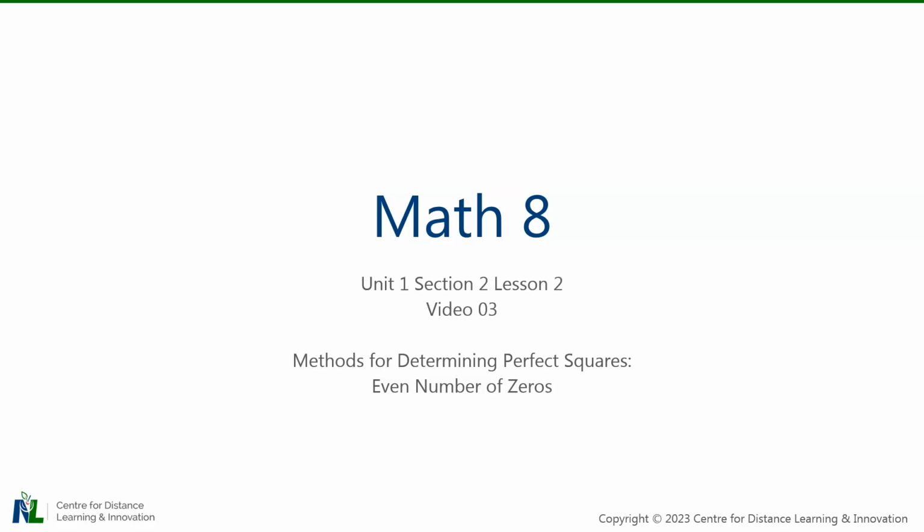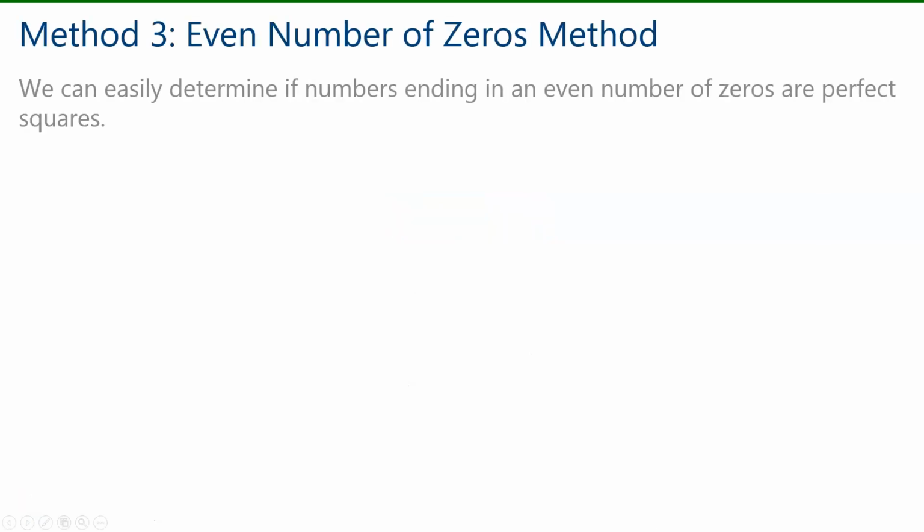This is Ms. Clemens-Brenton. In this video, we'll consider cases where numbers have an even number of zeros. We can easily determine if large numbers ending in an even number of zeros are perfect squares. For example, let's consider 900.